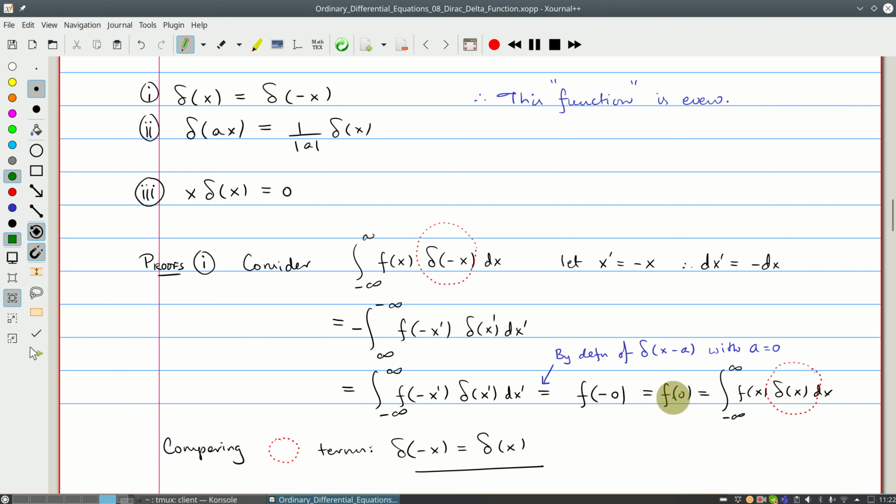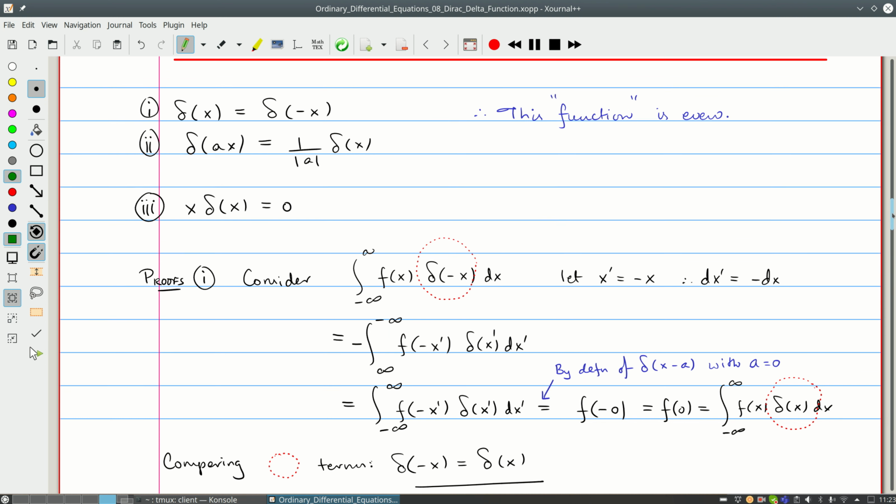But f of 0, by definition of the delta function, is the integral from minus infinity to infinity of f of x delta of x dx. Now we compare this last term with the first one, and it looks the same. Here we have a delta of minus x, there we have a delta of x, so we make the identification delta of minus x is equal to delta of x. That's the first result.